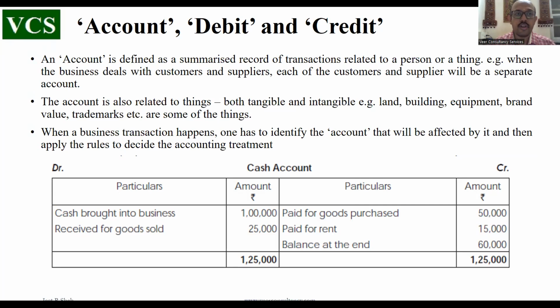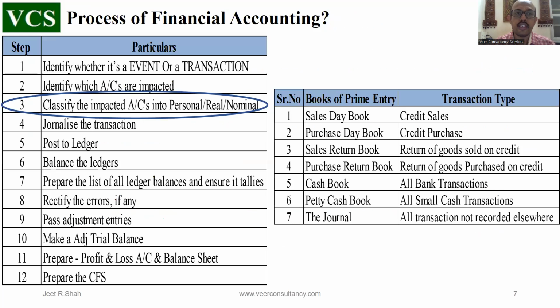The next step that we find over here is to classify the impacted accounts into personal, real and nominal accounts. This is very, very critical. एक transaction में जो account impact होंगे, उसको find करने के बाद आपको उसको you have to classify in 3 parts: personal, real and nominal accounts.